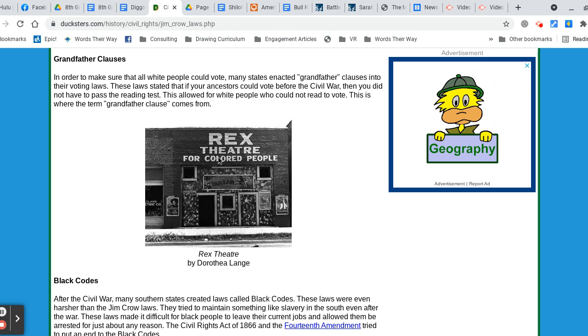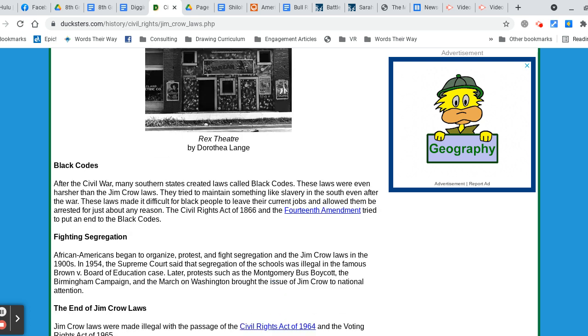Grandfather clauses. In order to make sure that all white people could vote, many states enacted grandfather clauses into their voting laws. These laws stated that if your ancestors could vote before the Civil War, then you did not have to pass any of the tests. This allowed for white people who could not read to vote. This is where the term grandfather clause comes from.